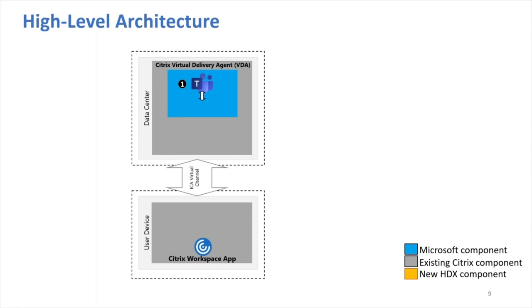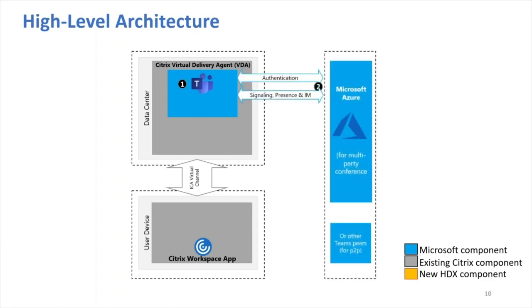So how does Teams optimization actually work? A user launches Teams in a virtual desktop. We'll show that later on also. Next slide. Teams authenticates to Office 365. The tenant policies are pushed down to the Teams clients, and the relevant TURN and signaling channel is being relayed.